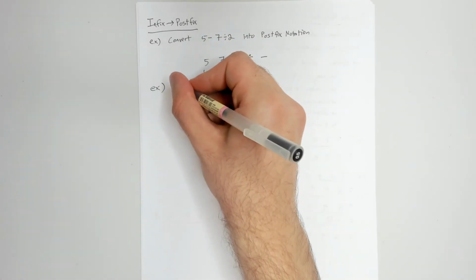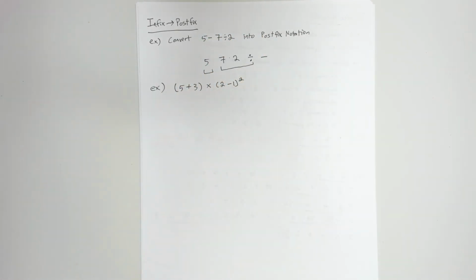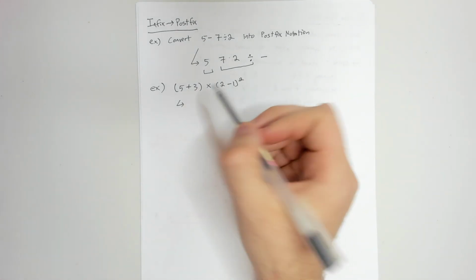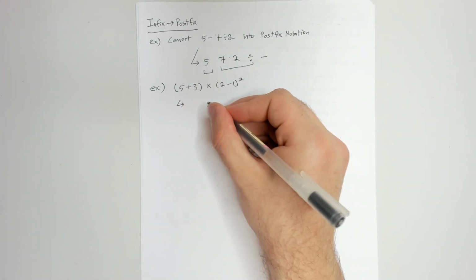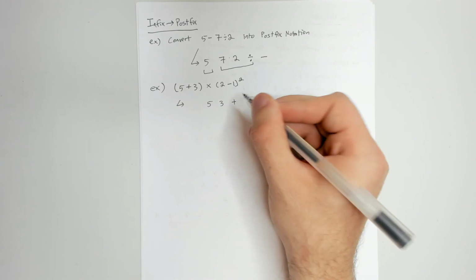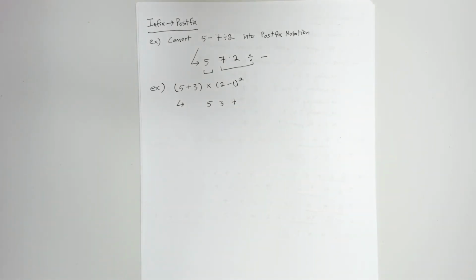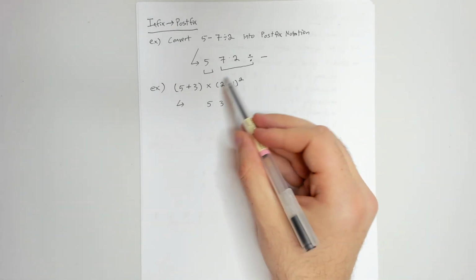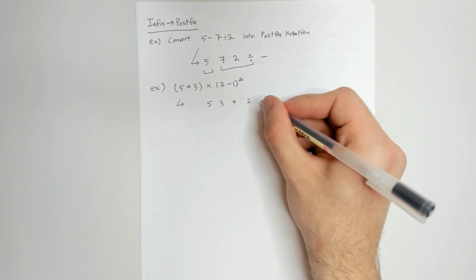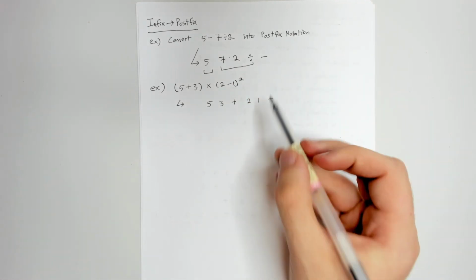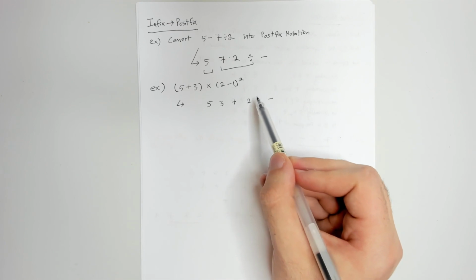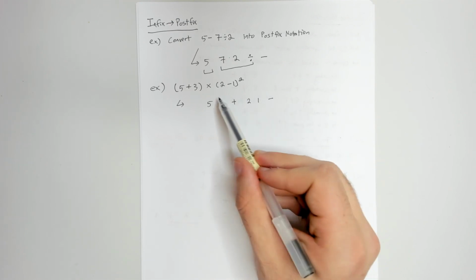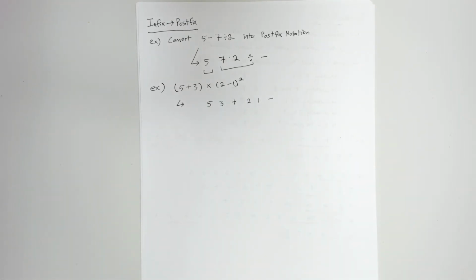What about this expression here? All right, so we have 5 plus 3 times 2 minus 1 squared. To convert this, let's just start with the first operation. The first operation we're doing is this 5 plus 3. So we do 5, 3, and then plus. All right, and then what are we doing next? Well, we're doing 2 minus 1, right? So we do 2, 1, and then minus like that. And we can write it just afterwards because none of the numbers in this 2 minus 1 are really interacting with this 5 plus 3, so we're good to do that.